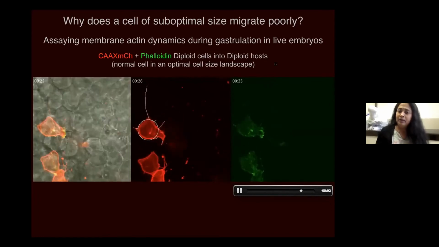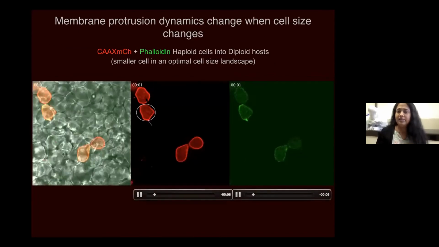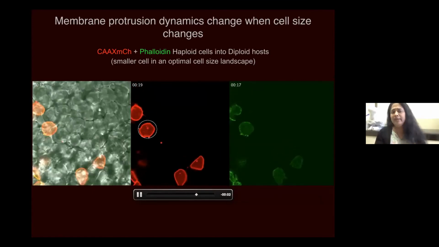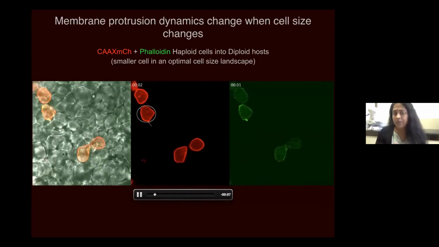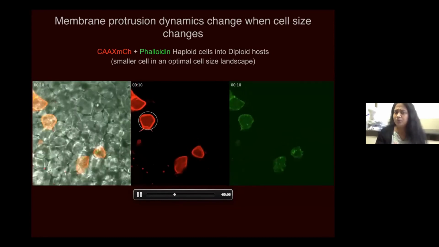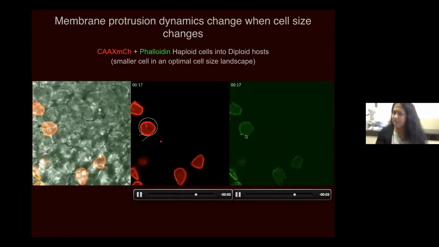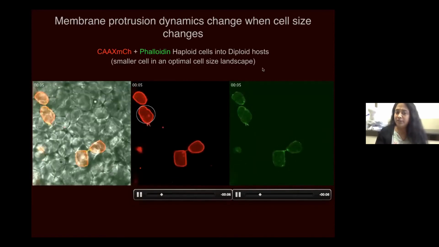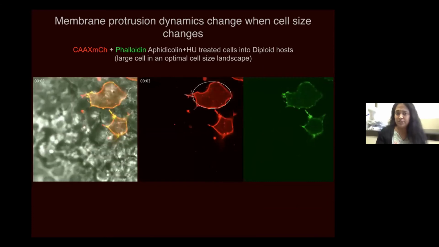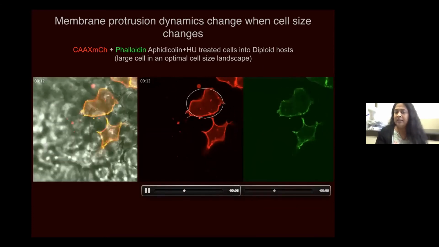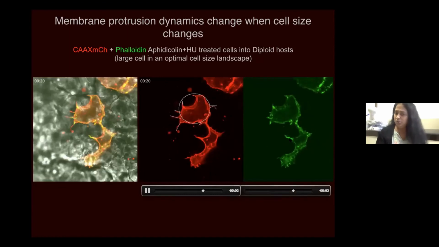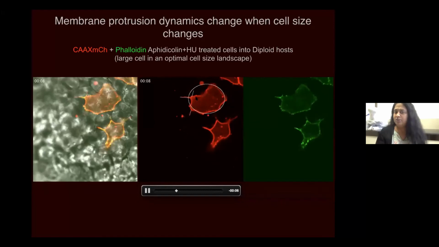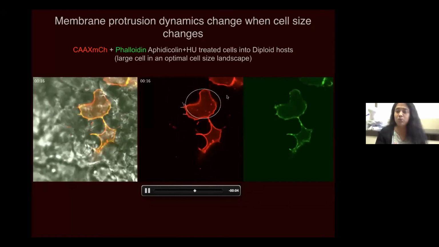If you do similar analysis in the haploid condition, where the cell size is smaller, you will find that the protrusion dynamics is perturbed, because all of a sudden there are fewer protrusions, they tend to be smaller, and there is some actin in those protrusions, but they're not very long. If you look at the tetraploid condition, or in this case, a drug-treated condition, these are fairly large cells. These cells do extend protrusions. Those protrusions do contain actin, and on average, the protrusion length and numbers are much more than what we find in a diploid.